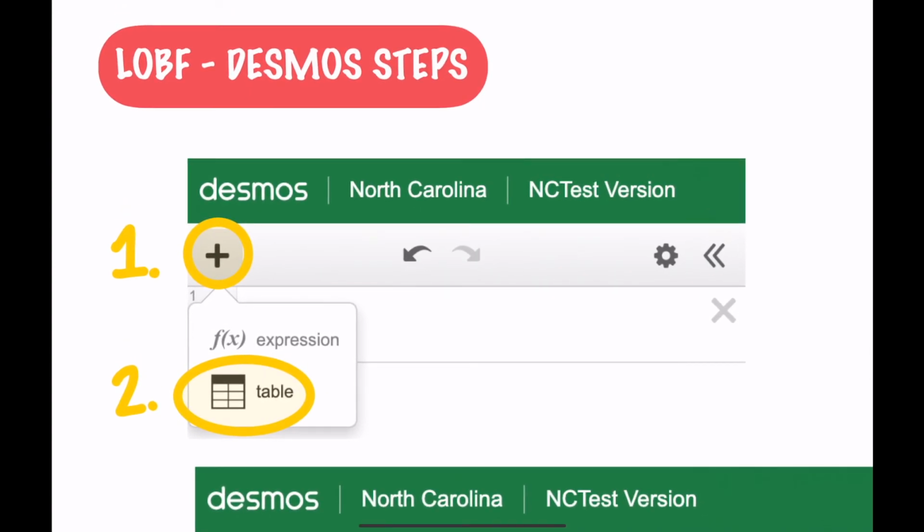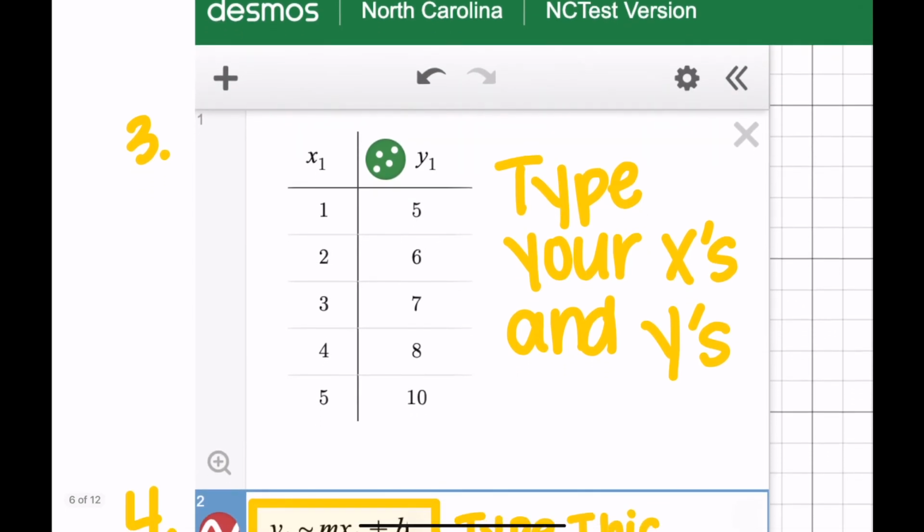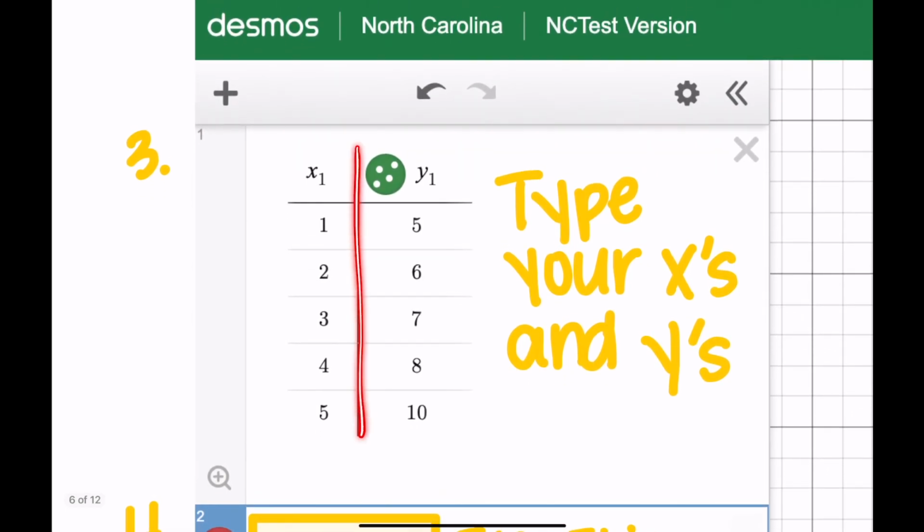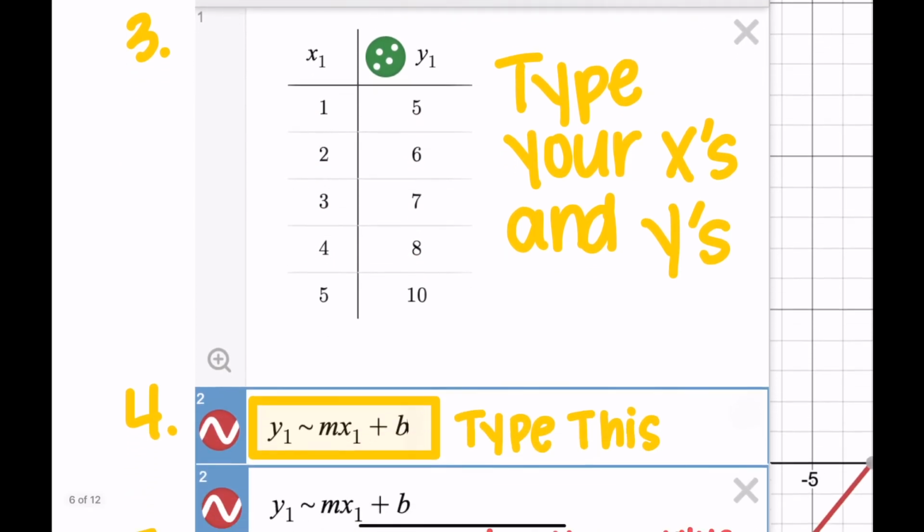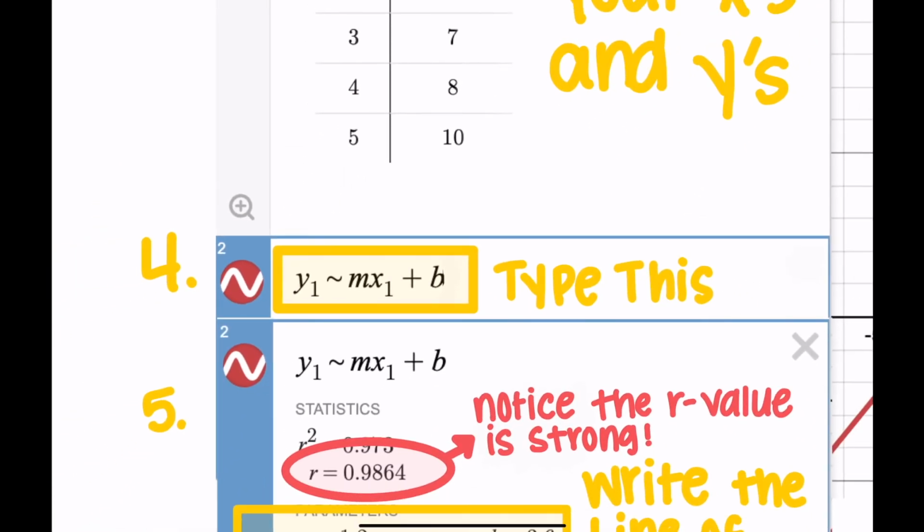In Desmos, the first step is to click the plus button. Then you're going to click Table, and you're going to type in your table values. So the table is given to you as x1 and y1, and you would simply type in your x's and y's. Then step 4 is to type in this formula, which is going to tell you your m and your b value. So you're going to type in y1 squiggle mx1 plus b. This is very important. So that's y1 squiggle mx1 plus b.